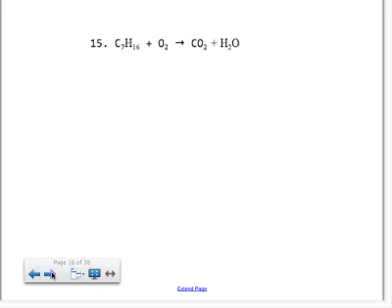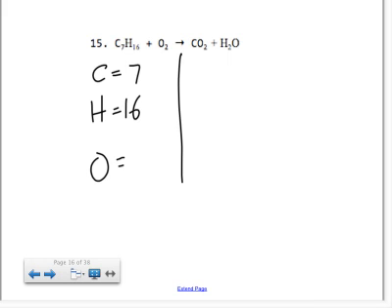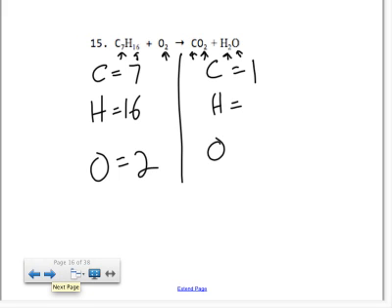C7H16 plus O2 produces CO2 and H2O. This is a combustion reaction again. To tally up, I've got 7 carbons, 16 hydrogens, and 2 oxygens on the left. So 7, 16, 2. Those are pretty easy numbers to work out. On the right, I've only got 1 carbon here. I've got 2 hydrogens here, and I've got 2 oxygens there and another one here. That's 3. Oops, sorry, 2 hydrogens, 3 oxygens.